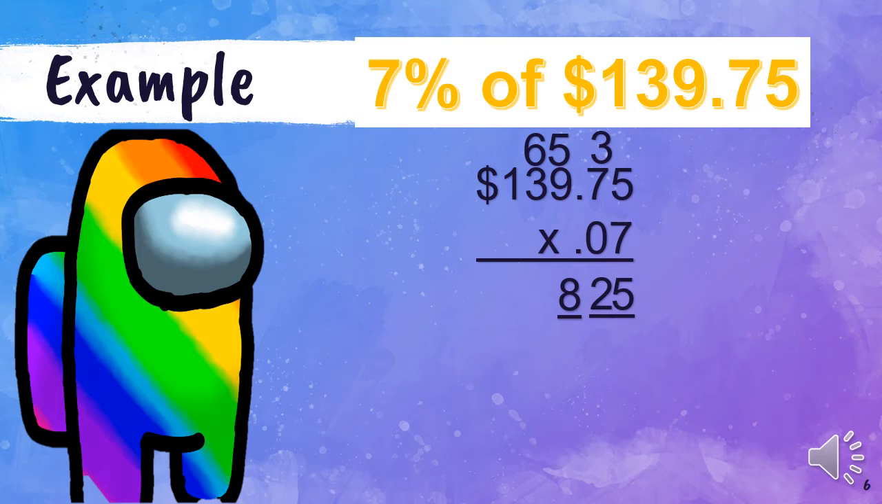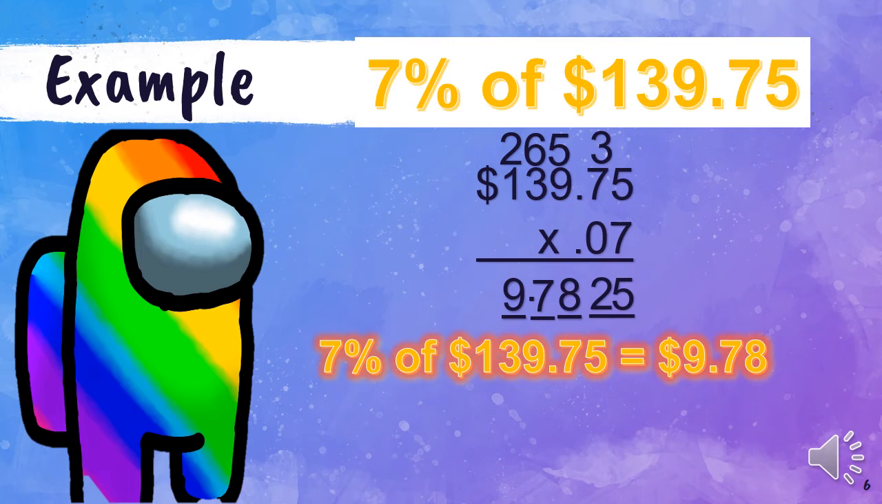7 times 3 equals 21. 21 plus 6 equals 27. Regroup 27 as 7 and 2. 7 times 1 equals 7. 7 plus 2 equals 9. Count the amount of digits behind each decimal point. Count from your right. There are 4 digits behind the decimal points. We will count from our right 4 places. And let's place our decimal point.